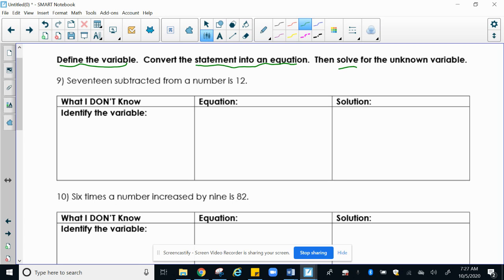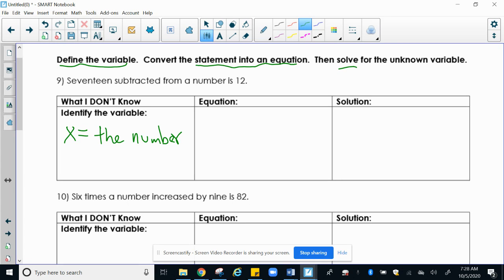Okay, so we looked at 9. It says 17 subtracted from a number is 12. So what I don't know, we want to identify the variable. This one's a little different than the previous page. We have to think about what we don't know in this problem. We're going to use X for our variable. Well, here, all we really don't know in this is that number. Okay, so X equals the number.